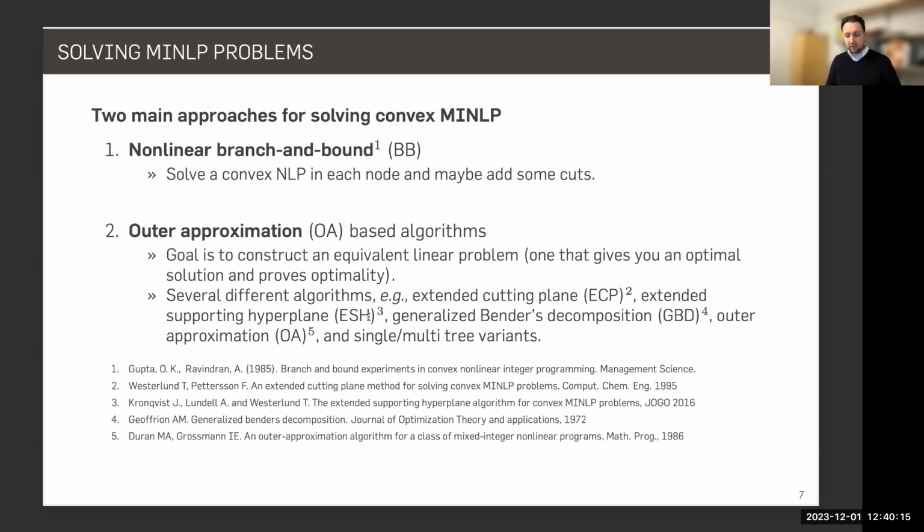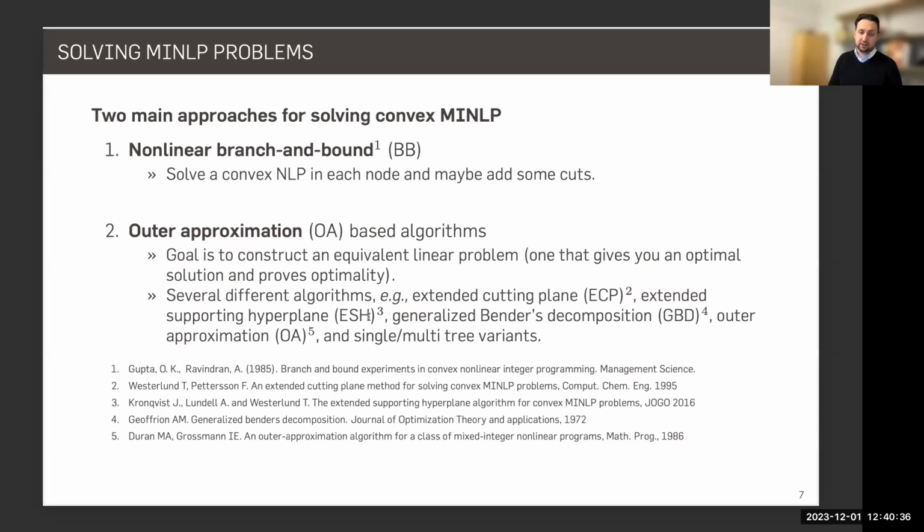And the other type of algorithms, I would like to call these outer approximation-based algorithms. This is a little bit controversial because there is a specific algorithm known as outer approximation. But I think there are several algorithms that fall under this umbrella term. Therefore, I'm referring to them as outer approximation-based.